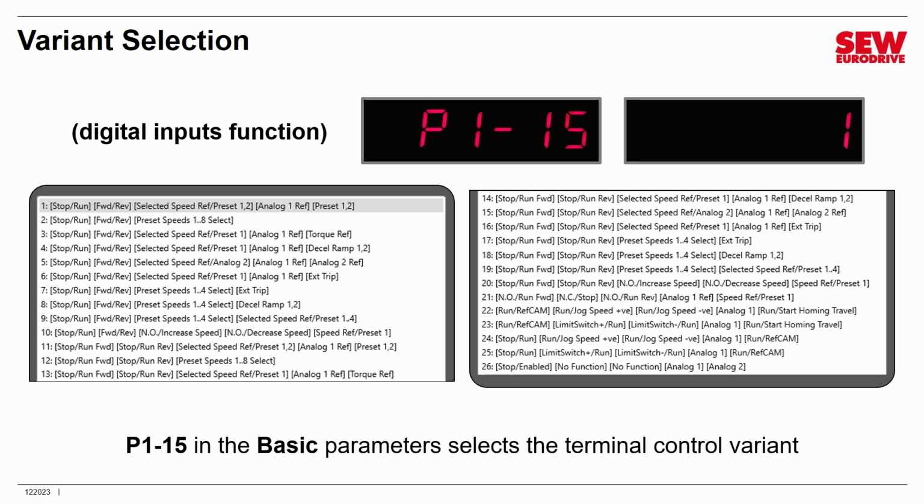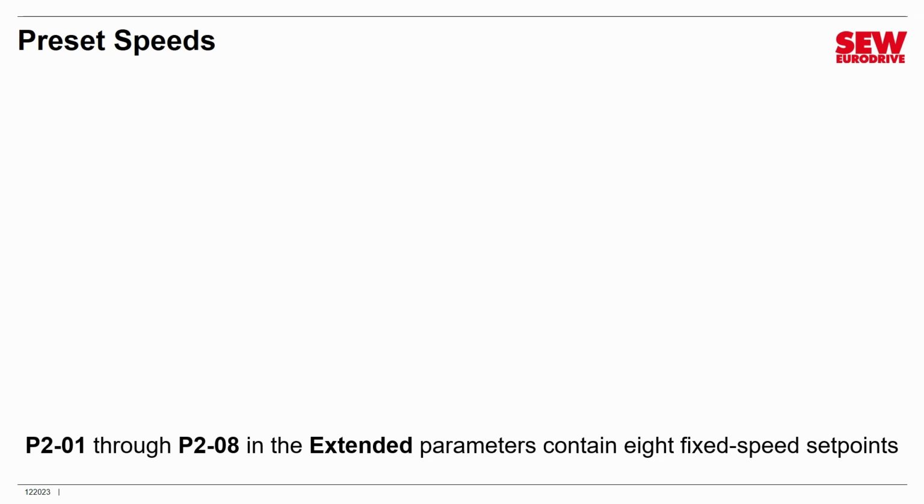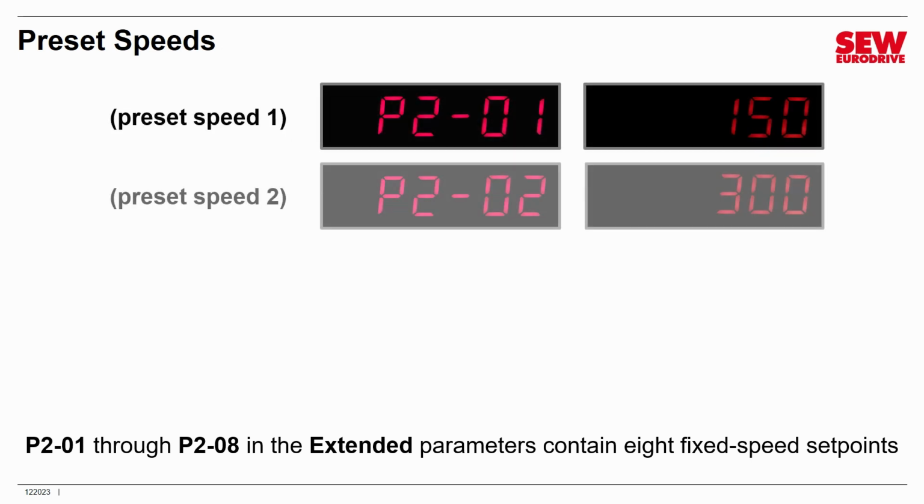But before we do that, I need to talk about the fixed set points that you can set in the VFD. The MOVITRAC LTP-B supports 8 fixed speed set points. So in other words, you set these in parameters. These are fixed speeds, and you can select them by using the digital inputs. You can have up to 8 of these. So here are the 8 fixed set points.